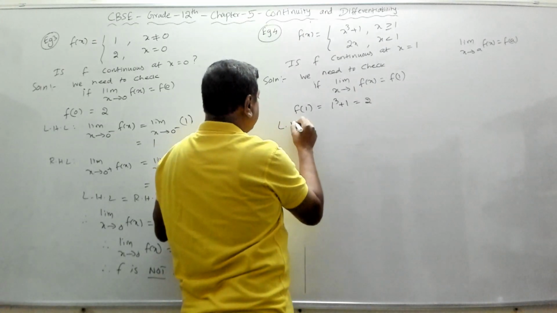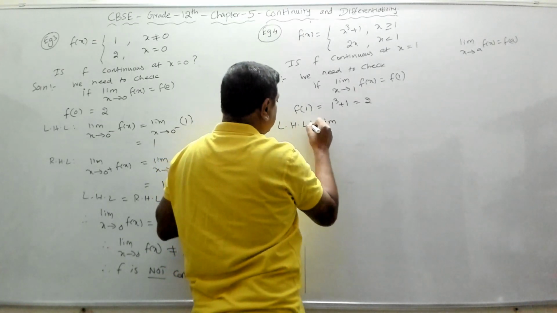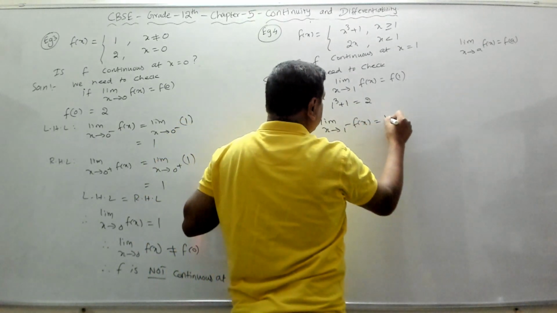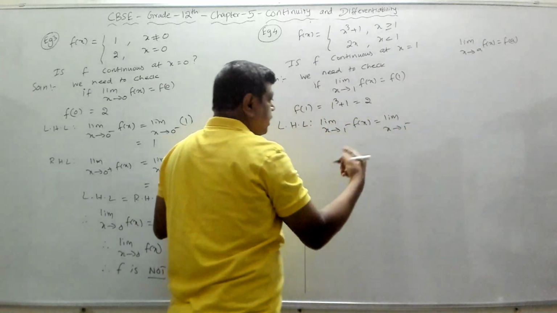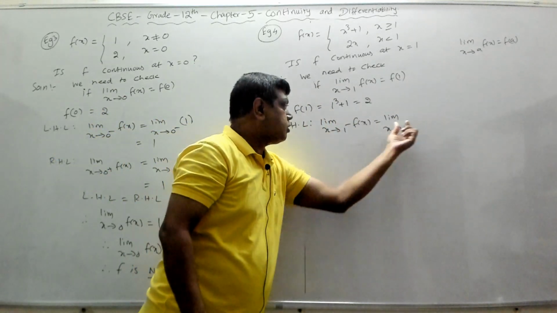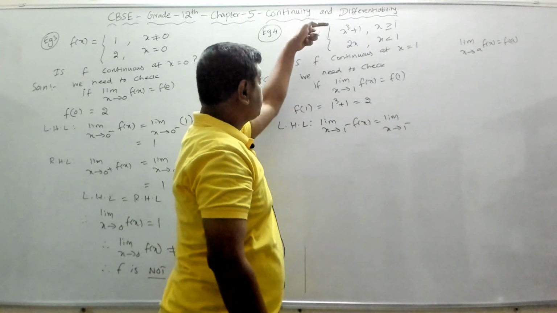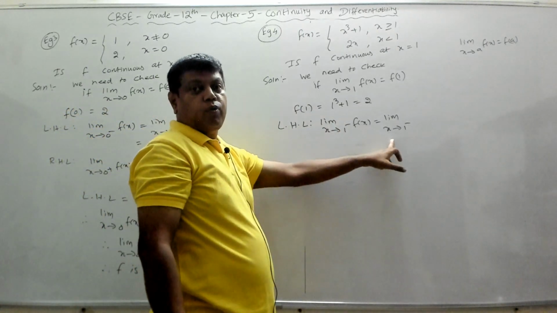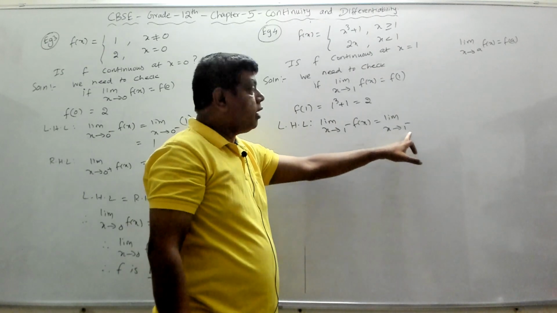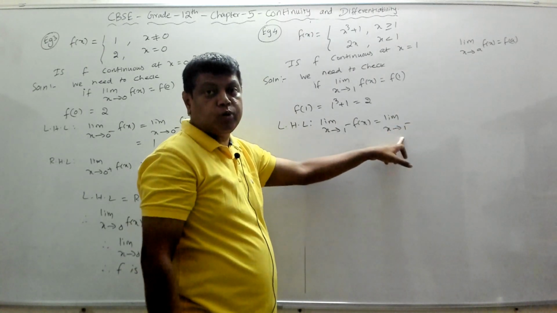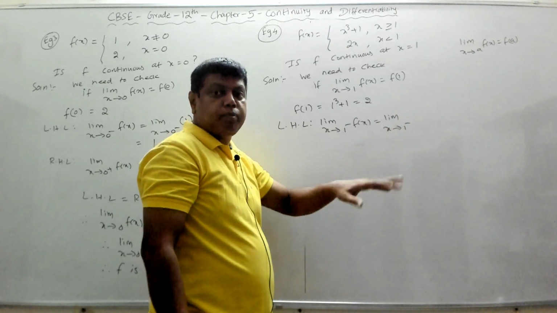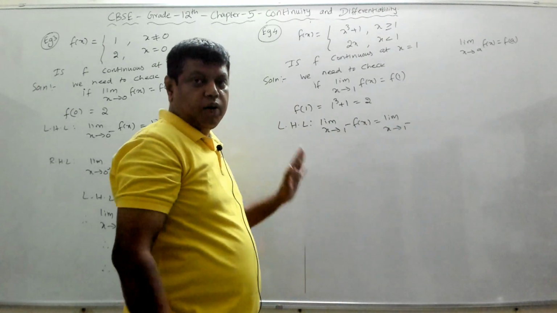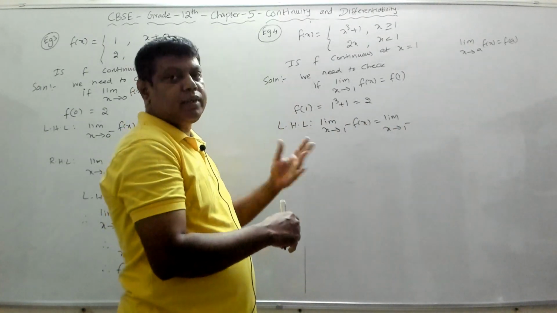Now let's find the left hand limit. LHL, left hand limit is limit x goes to 1 minus f of x, that is equal to limit x goes to 1 minus. Now we need to check which function we have to use. What in the place of f of x should I substitute? Should I substitute x cube plus 1 or should I substitute 2x? And that depends on the value of x. Now x approaches 1 and there is a minus here, which means x is approaching 1 through values less than 1. Minus means less, plus means greater than 1. So x is approaching 1 from the left side of 1, which will be less than 1, right?